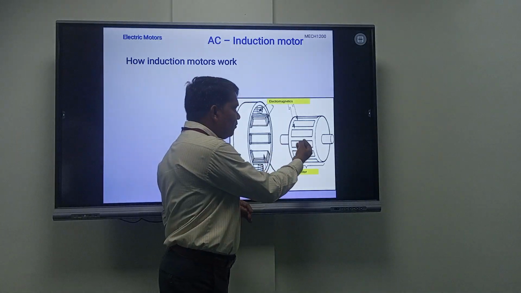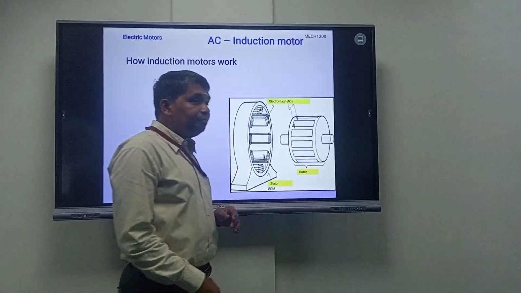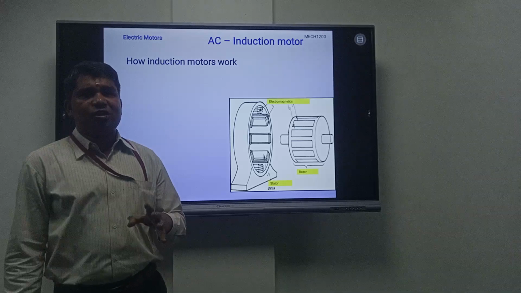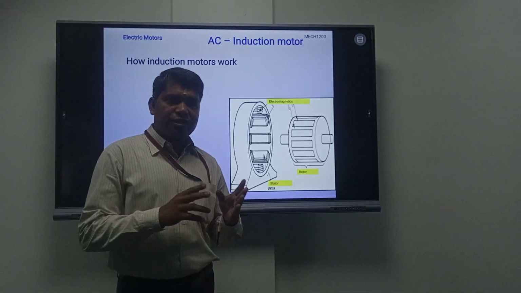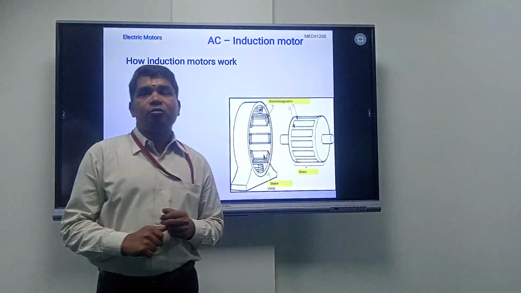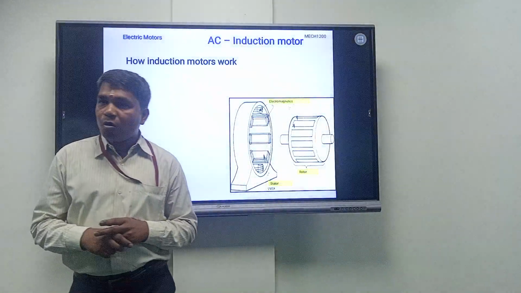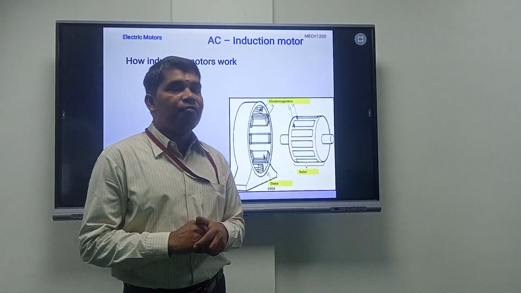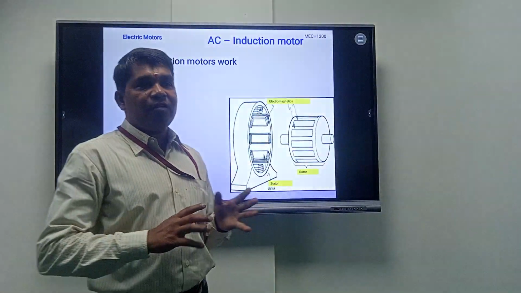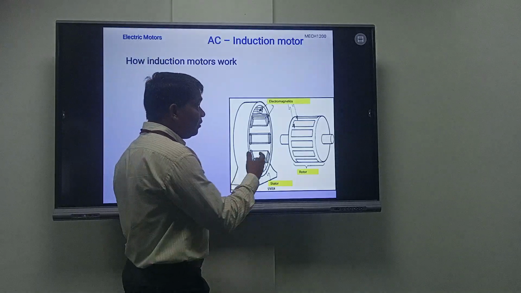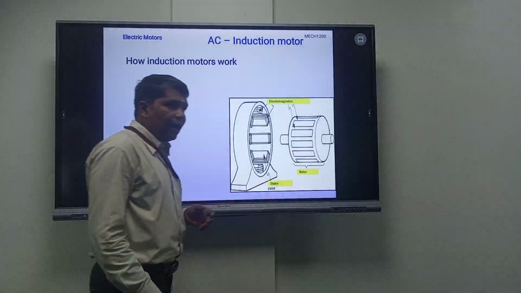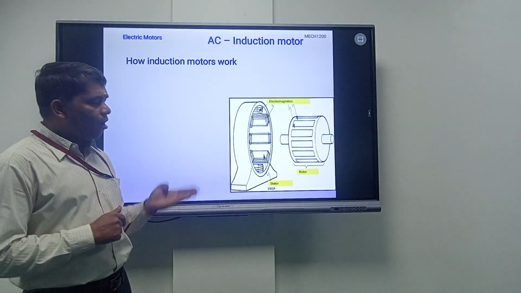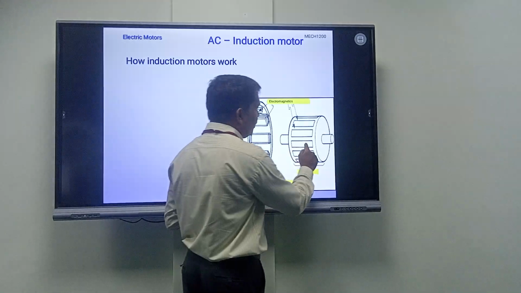When the EMF is induced in the rotor winding, there will be a current flow, because in the construction the rotor winding of the induction motor is a closed one. We were aware that in a closed path the current will flow through. So when the EMF is induced in the rotor winding and the circuit is closed, because the conductors are closed, automatically there will be a current flow in the rotor.